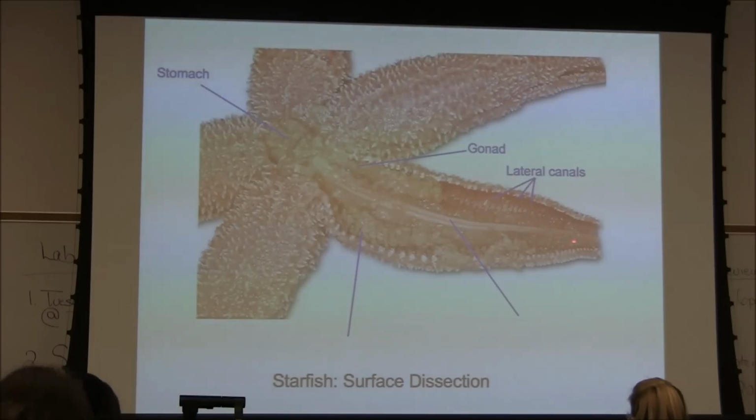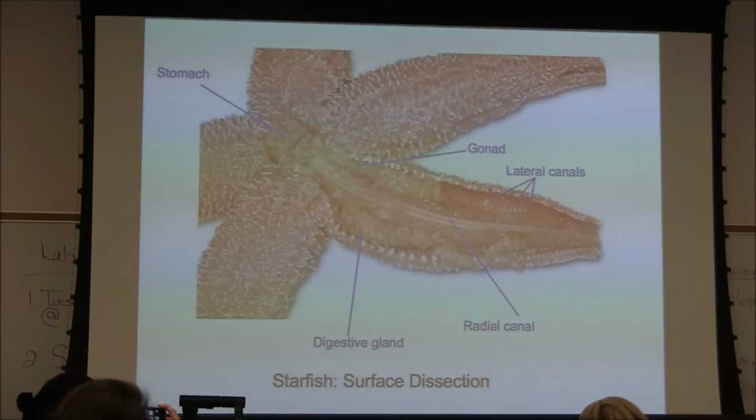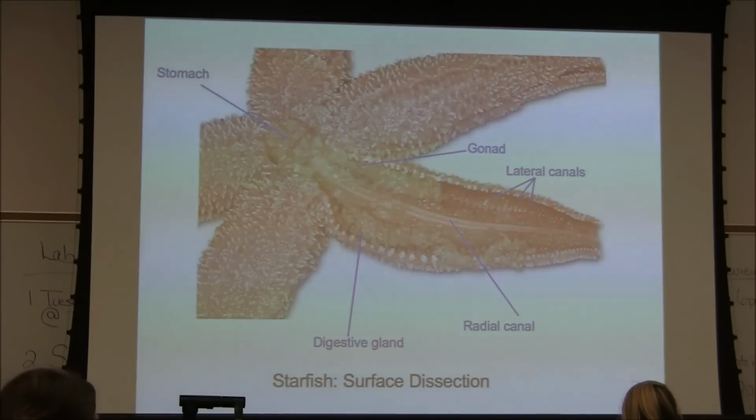What is this right here? Radial canal. That is the radial canal. And what is this right here? Digestive gland. Very good. Digestive gland. Is the digestive gland away from the left? No, remember reproductive gland and digestive gland are in both sides of the arm. But the reproductive gland sits underneath the digestive gland. And usually this digestive gland has a much darker brown appearance to it.